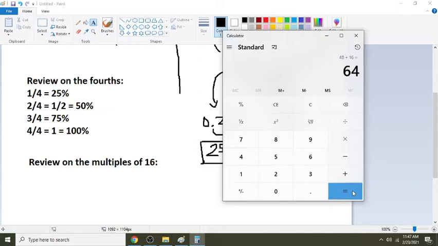That's 32, 48, 64, 80, 96, 112, 128, 144, 160, and you go over to the 12th multiple, which is 176 and 192. Let's do it again. That's 16 plus equals, so that's 32, 48, 64, 80, 96, 112, 128, 144, 160, 176, and 192.